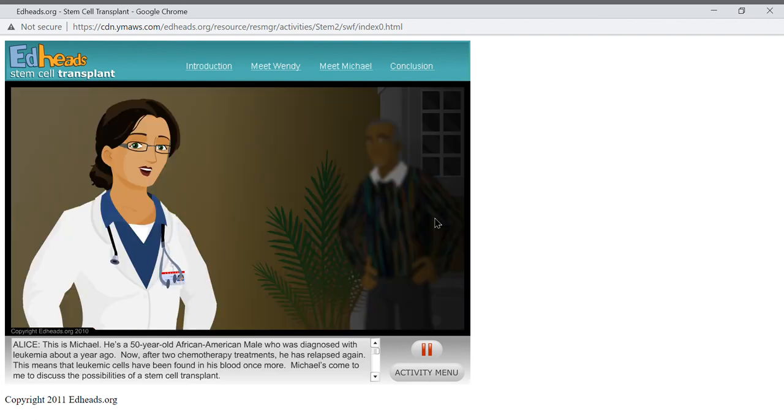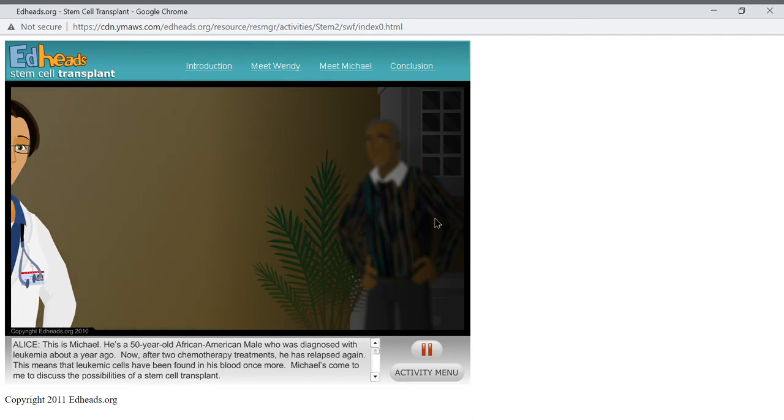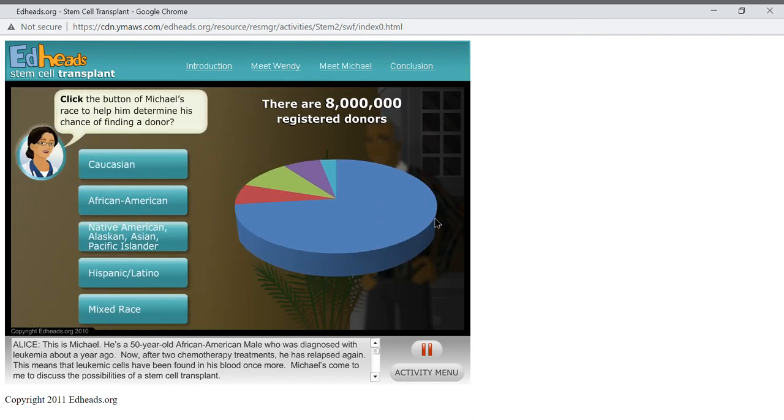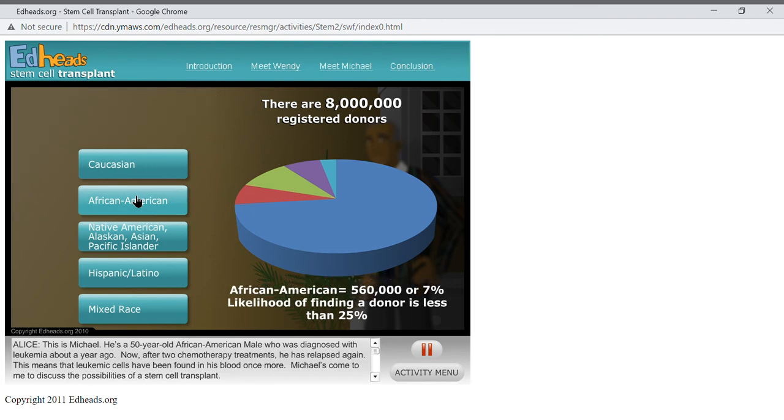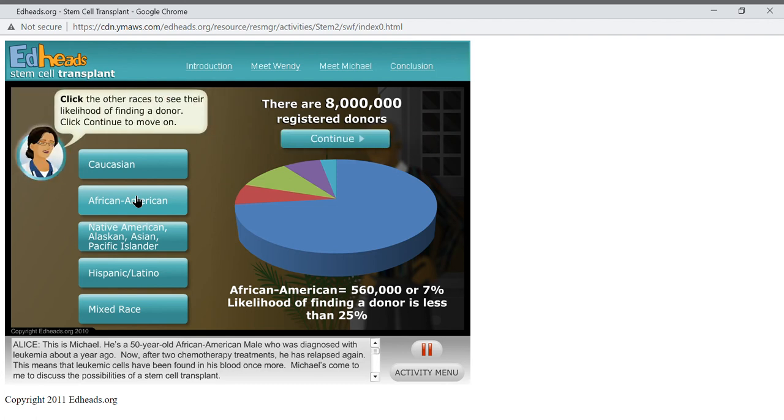To start the transplant process, we have to find a matching bone marrow donor for Michael. Take a quick look at the statistics for the donor pool. Michael's likelihood is less than 25%, which are not great odds. This is due to the fact that most bone marrow registries are found in the U.S. and European countries that are primarily Caucasian. Hopefully, over time, more minority and mixed-race people will agree to become donors, increasing the survival rates of leukemia patients that are not Caucasian.